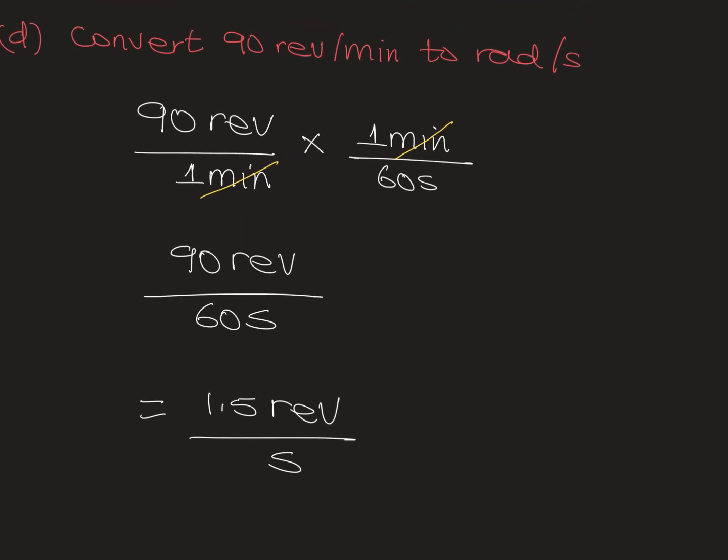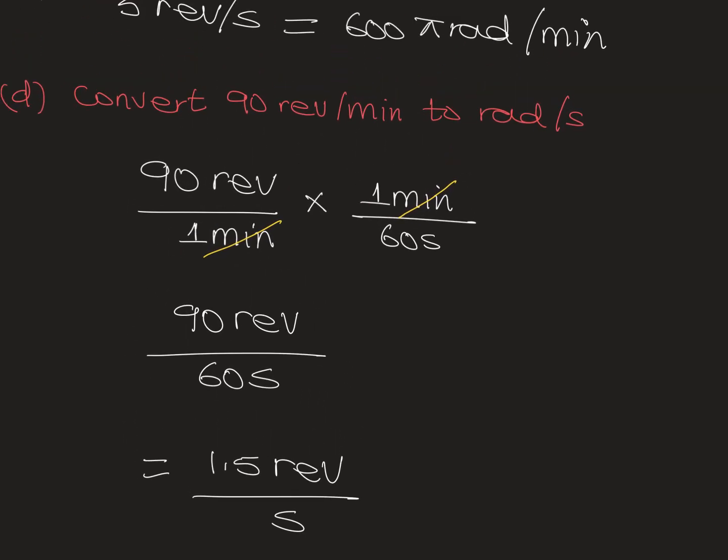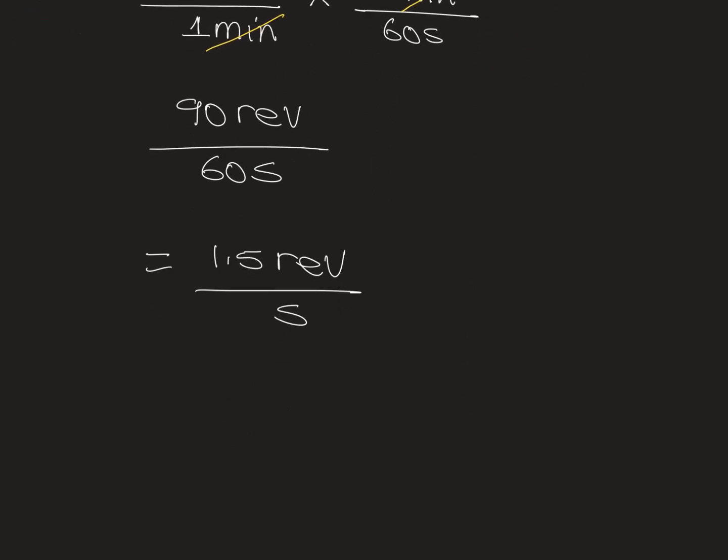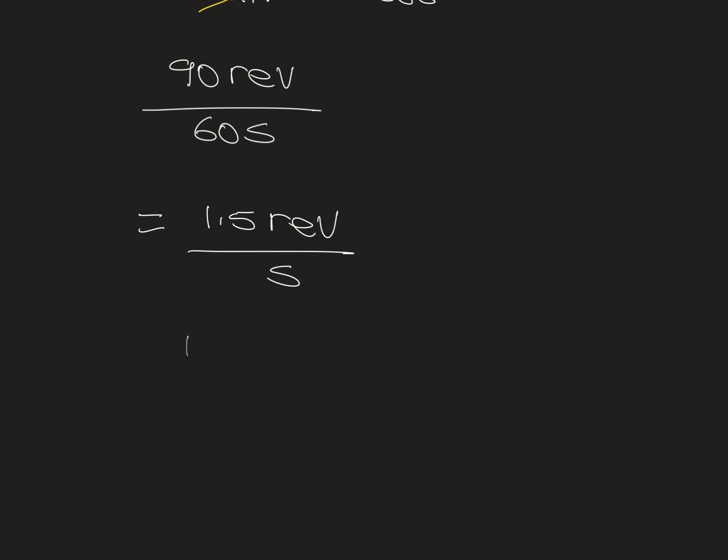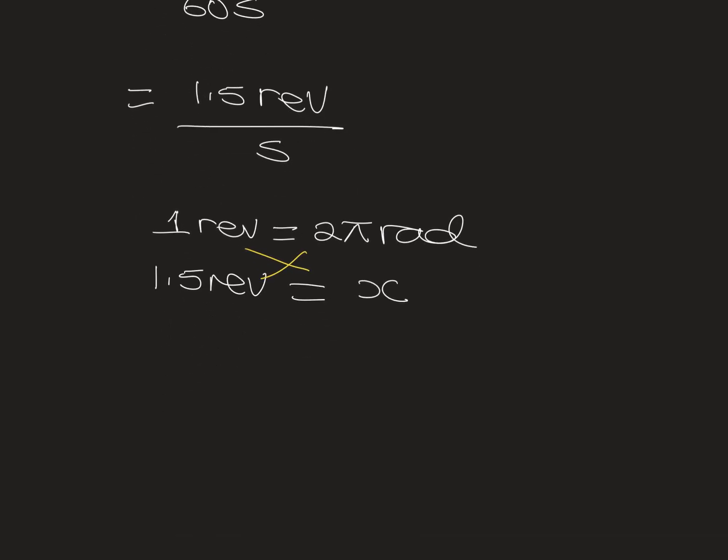Now, time is in seconds, but the angular displacement has to be in radians. So that is what we're going to do now. We know that 1 revolution is equal to 2 pi radians. So what is 1.5 revolutions? That will be equal to x. We cross multiply. We'll have x times 1 revolution is equal to 2 pi radians times 1.5 revolutions.